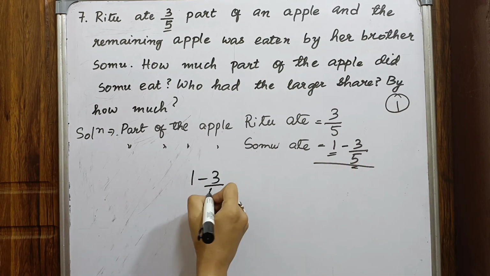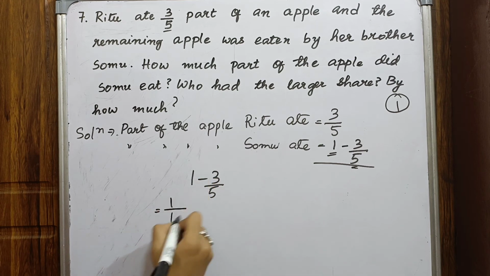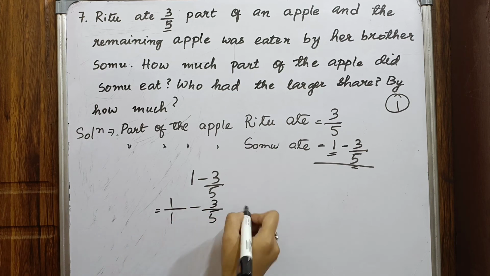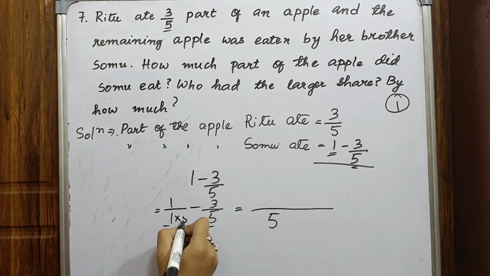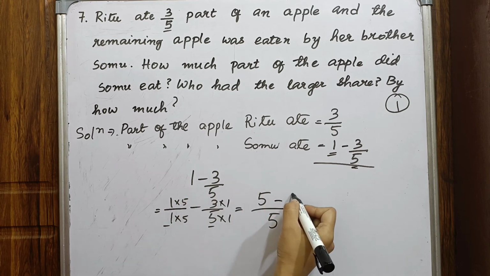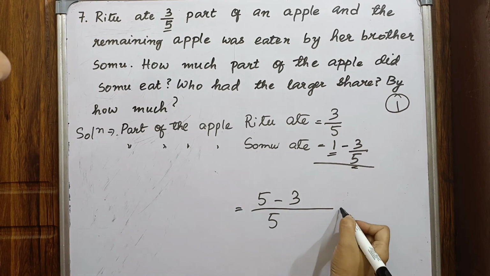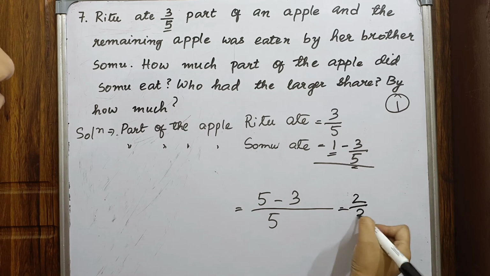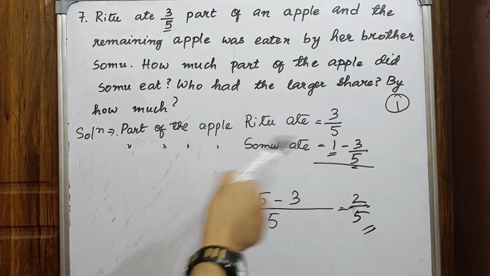1 minus 3 by 5 is equal to, if there is nothing in the denominator, it is 1 minus 3 by 5. So the LCM of 1 and 5 is 5. 1 into 5, 5. In the numerator also 1 into 5, 5. Now 5 into how much is 1? 5 ones are 5, 3 ones are 3, minus 3. So 5 minus 3 is 2 by 5. So this is the part of the apple which Somu has eaten.